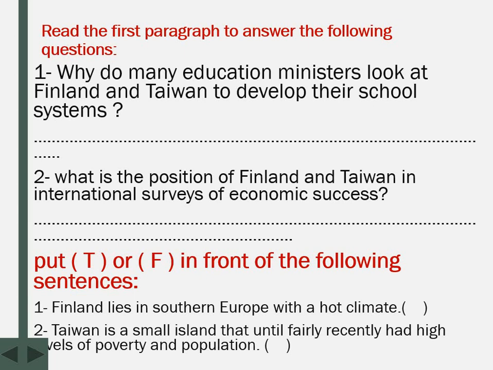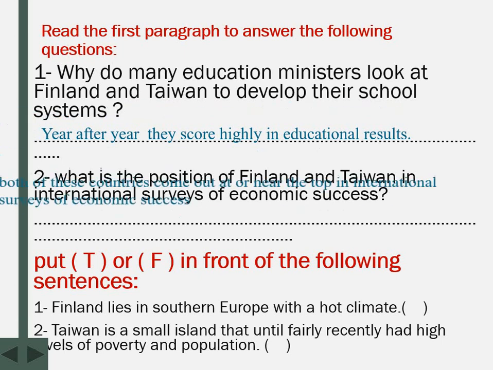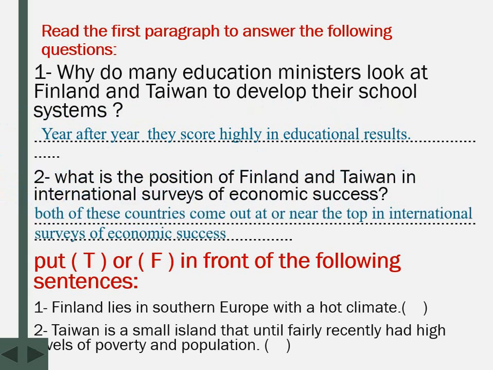Yes, have you finished? Let's see the answers. Why do many education ministers especially look at Finland and Taiwan to develop their school system? Of course, because year after year they score highly in educational results. Question number 2. What is the position of Finland and Taiwan in international surveys of economic success? Both of these countries come out at or near the top in international surveys of economic success.